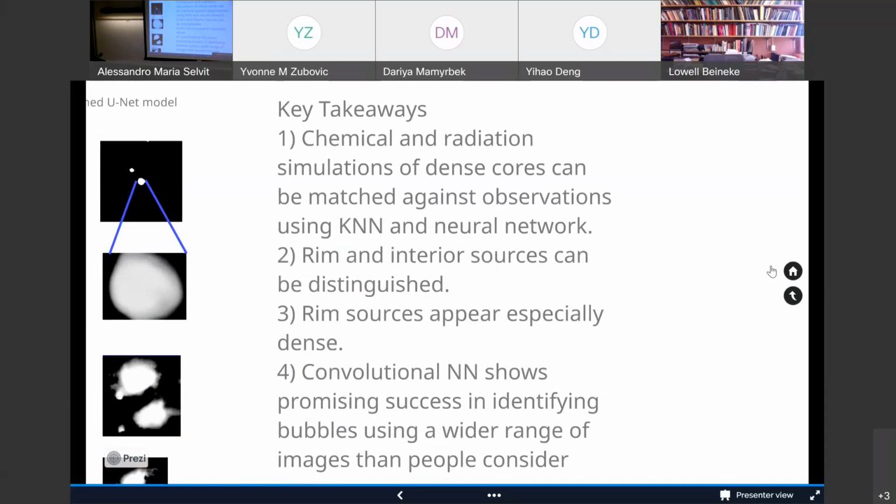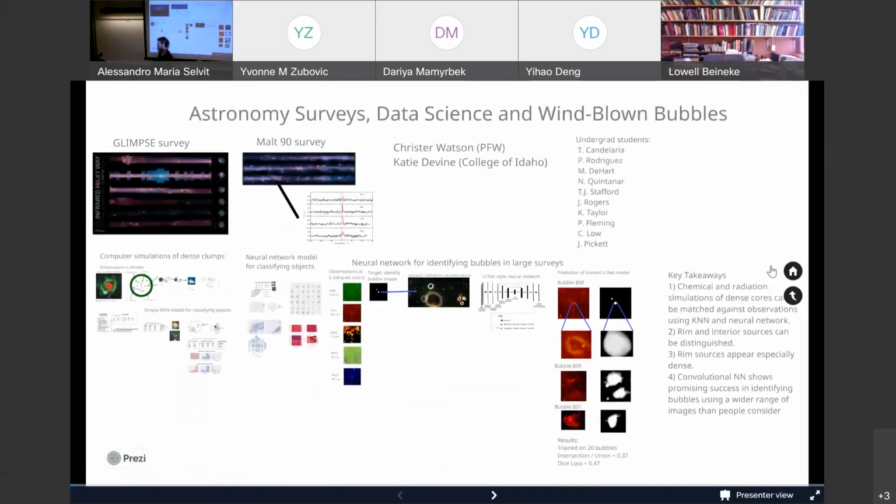The convolutional neural network described right at the end here shows promising success in being able to identify bubbles and hopefully can identify a wider range of images than maybe people would consider, citizen scientists would consider interesting. So why don't I stop there and answer any questions that you might have.